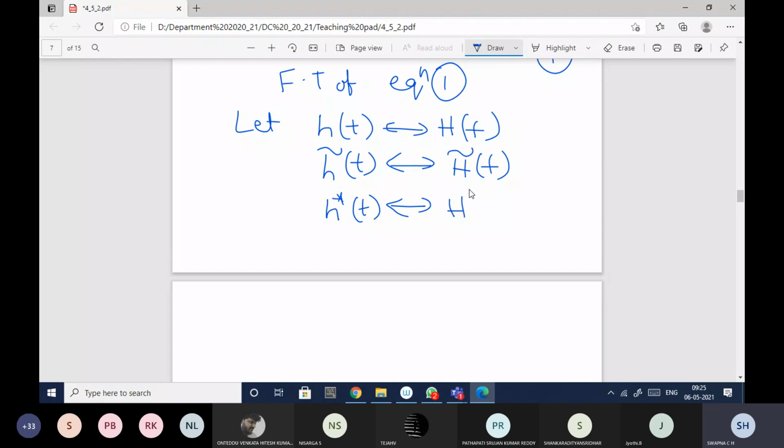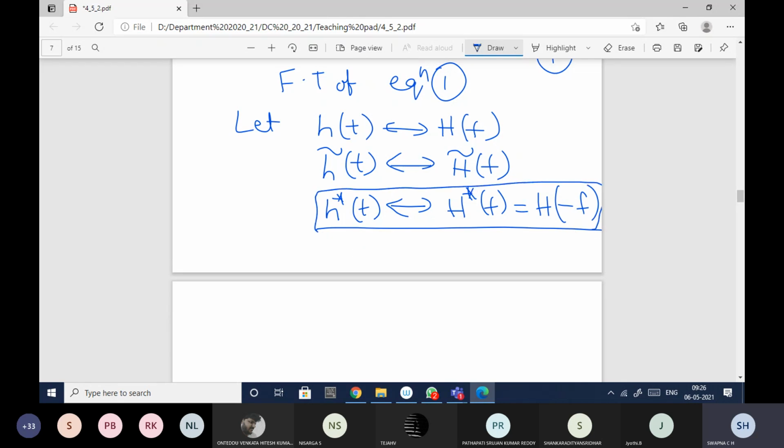It is nothing but H star of f, but you can write it in terms of H of f as H of minus f. Okay, this is a Fourier transform property. You can see this property in the list I gave you initially. In the same way, for h tilt star of t, what will be its transform? H tilt star of f, which is equal to H tilt of minus f.